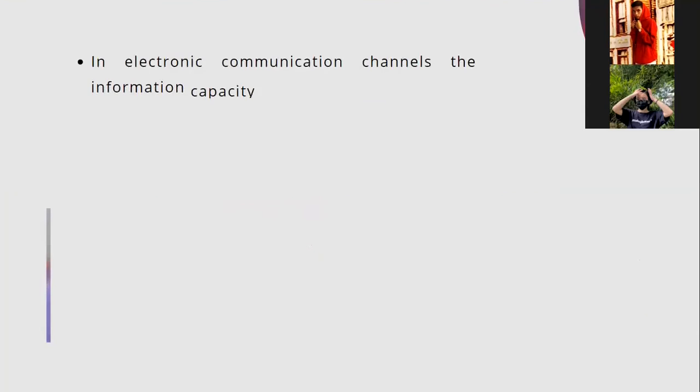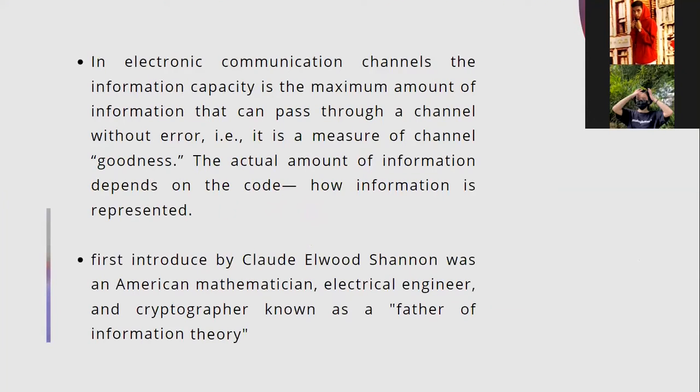To know more about this, in electronic communication channels, the information capacity is the maximum amount of information that can pass through a channel without error. It is a measure of channel goodness, and Shannon information capacity, or C, has long been used as a measure of the goodness of electronic communication channels. This was first introduced by Claude Edward Shannon, an American mathematician, electrical engineer, and cryptographer known as the father of information theory.